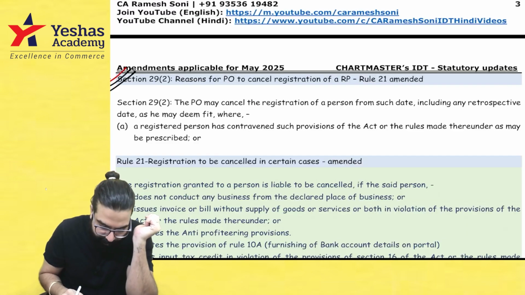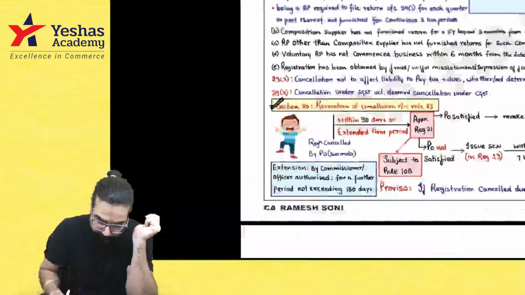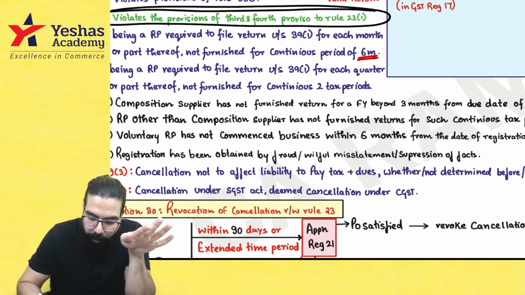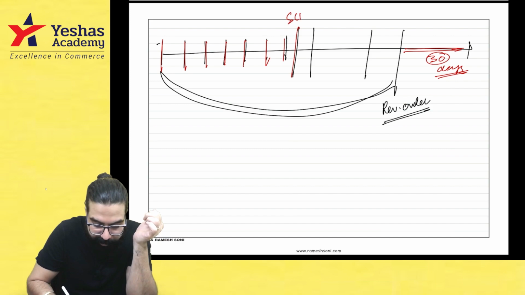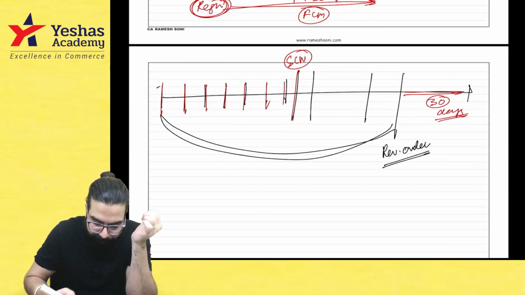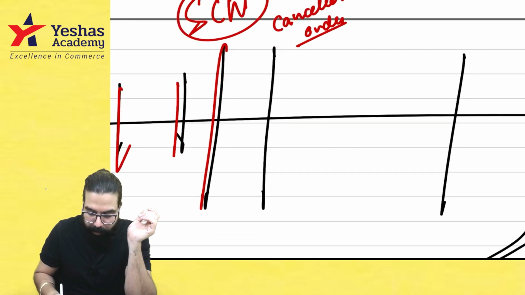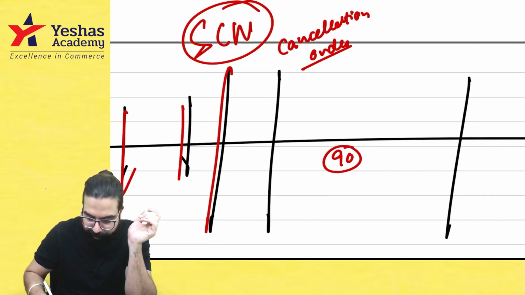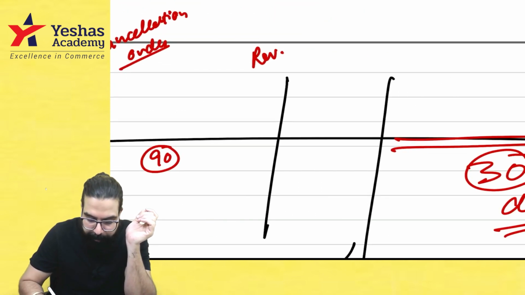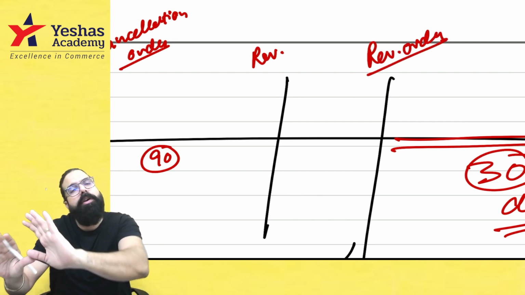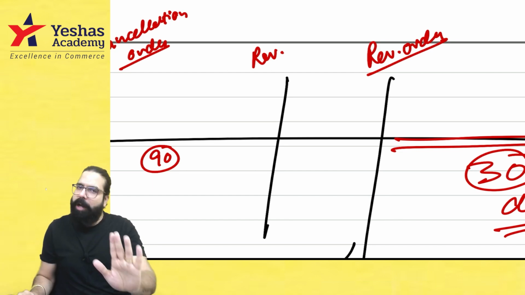Sir, we already know that if you don't file a return for 6 months, they will cancel my registration. What happened? Proper officer issued me a show cause notice. I went ahead and replied. He did not like the reply. He went ahead and issued me a cancellation order. I told, sir, within 90 days I applied for revocation. He gave me a revocation order saying, okay, fine, I am cancelling the cancellation order. Your registration cancellation has been revoked. Now you are a registered person.